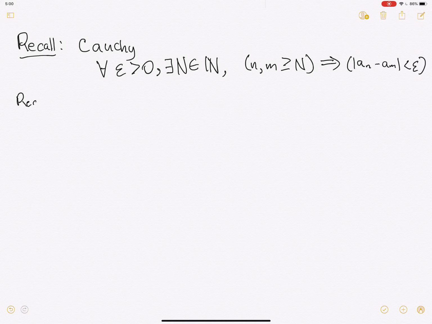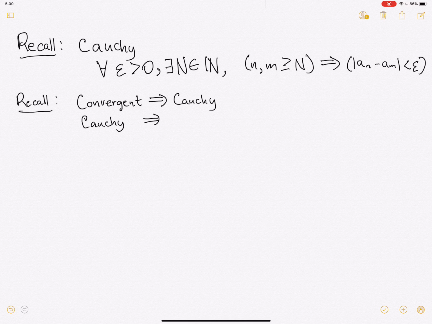Also, we looked at proofs that convergent sequences are Cauchy, and that Cauchy sequences are bounded.